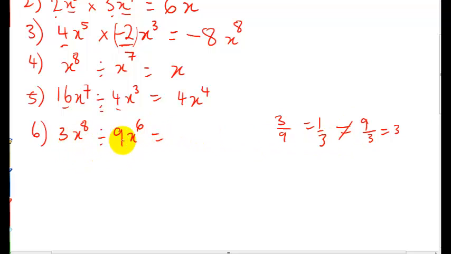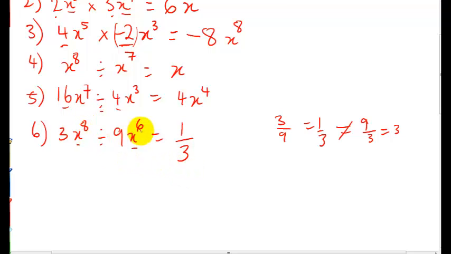3x to the power of 8 divided by 9x to the power of 6. So 3 divided by 9 is 1 over 3. But now you've got x to the power of 8 divided by x to the power of 6. 8 take away 6 is 2. So you've got the x to the power of 8 being bigger, right, than the 6. So your x squared should be on the numerator. That's what this is showing you. So the same thing with this. 3 and 9. The 9 is bigger, so your 3 is going to be in the denominator. That's a good check to do.